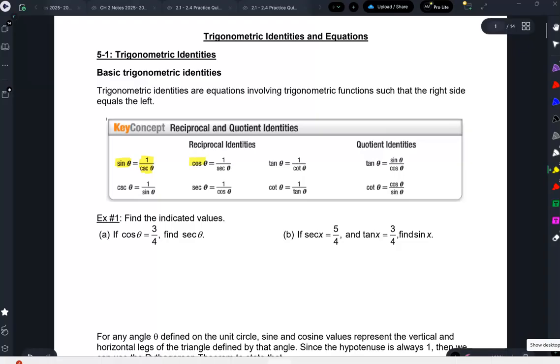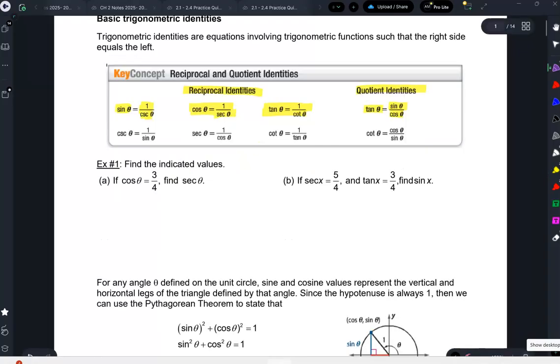And cosine is the reciprocal of secant. So these we already know, tangent and cotangent. These are called reciprocal identities. And then we also know that tangent is sine over cosine, and the same for cotangent. These are called the quotient identities, okay? Nothing new here.